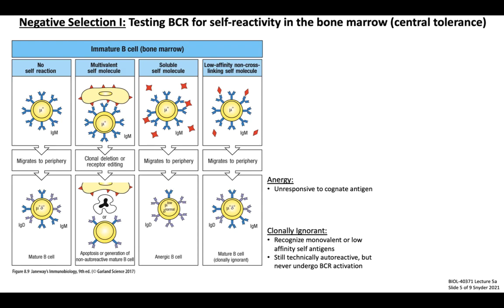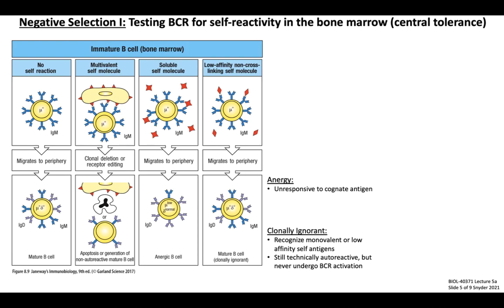The second option is shown in the 4th column, where the soluble self-antigen is either monovalent or binds with low affinity, which means that no cross-linking occurs and BCR signaling is not engaged. Although these immature B cell clones could potentially be autoreactive due to their specificity, if the self-antigen is not sufficient to induce BCR signaling during central tolerance induction, then these cells are said to be clonally ignorant or immunologically ignorant. And this just means that even if self-antigen is encountered, these B-cell clones are harmless since they aren't actually activated in response to antigen.